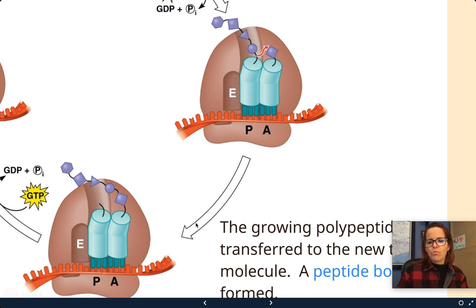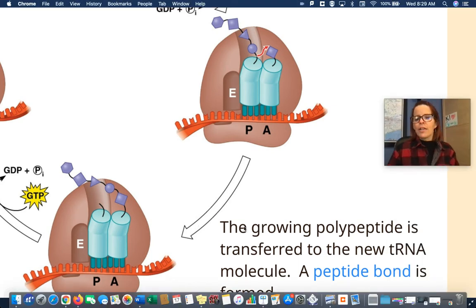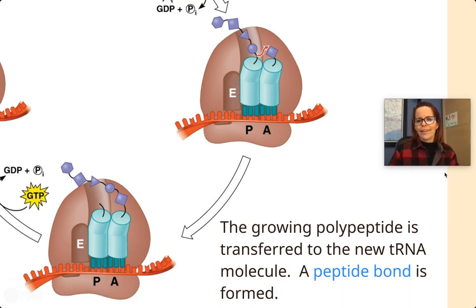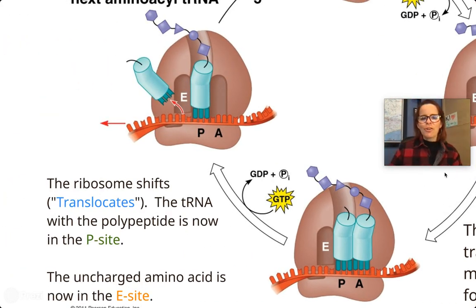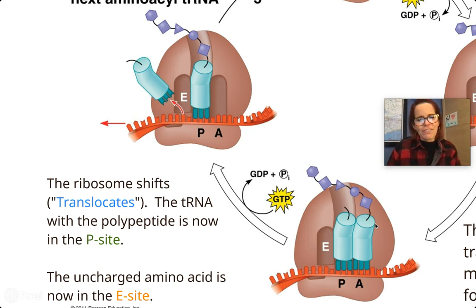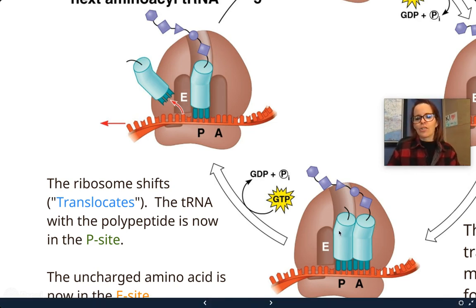So they actually scooch over. Let me get my picture out of the way. The growing polypeptide is transferred to the new tRNA molecule, and a peptide bond is formed. And now, oops, sorry, I hate that about this. There we go. The ribosome shifts. It's also called translocating. Do we need to say those words? I don't know. Shifts. The tRNA with the polypeptide is now in the P site. So the polypeptide was attached over here, but now it's going to shift. And so now notice the truck with the polypeptide growing is in the P site.